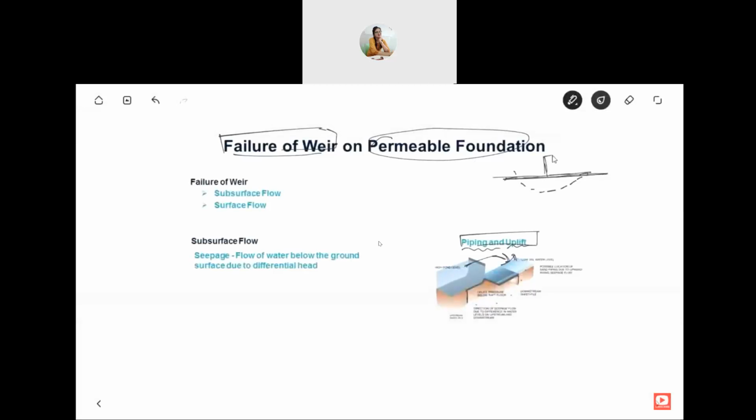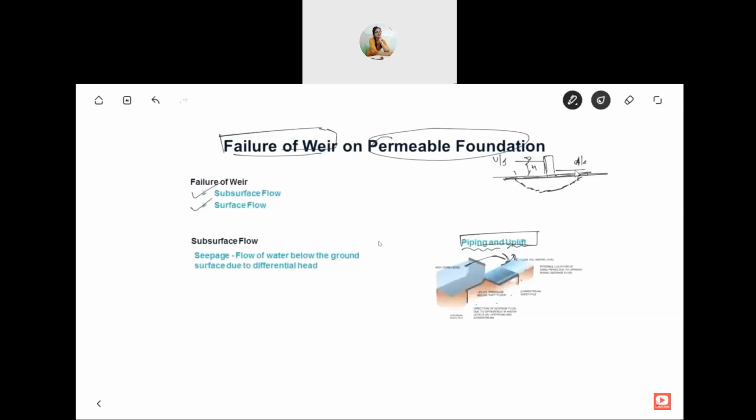So if suppose this is the weir and there is head of water on the upstream, which I am denoting by H_US, and there is downstream. So this weir can fail due to two reasons. One is subsurface flow and other is surface flow. So what is subsurface flow? Subsurface flow is the flow of water underneath the ground surface.